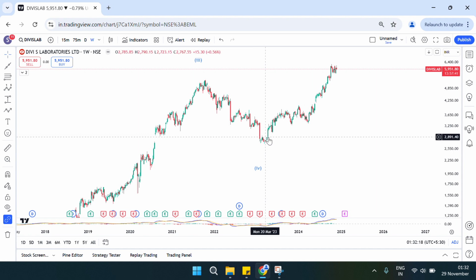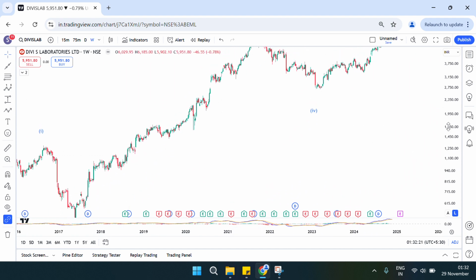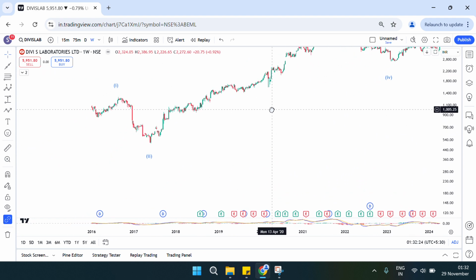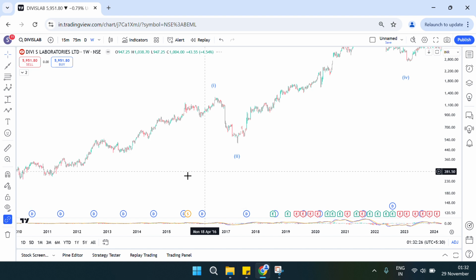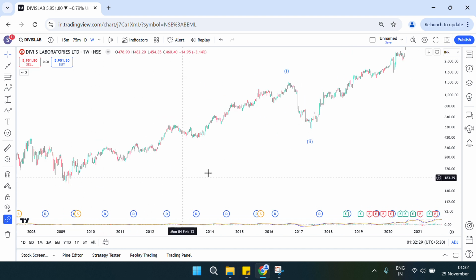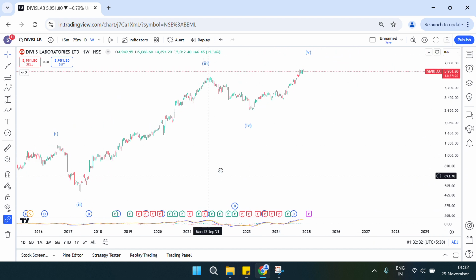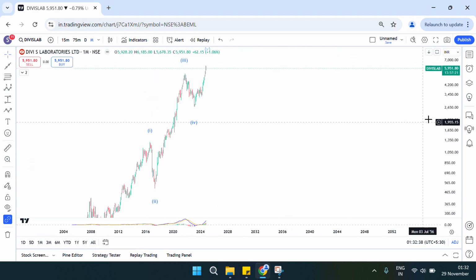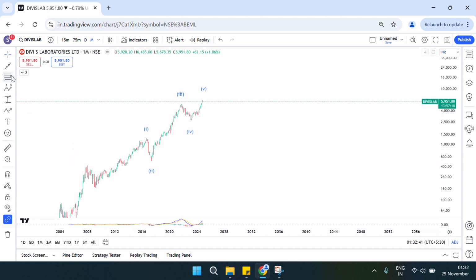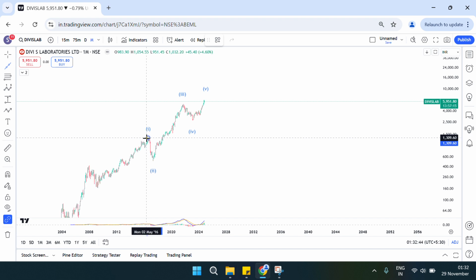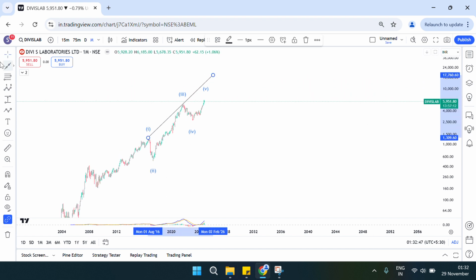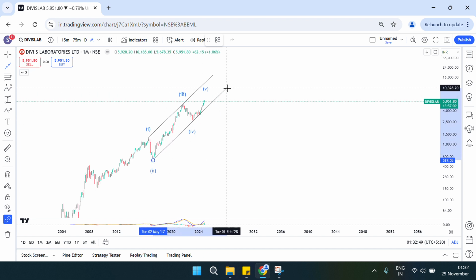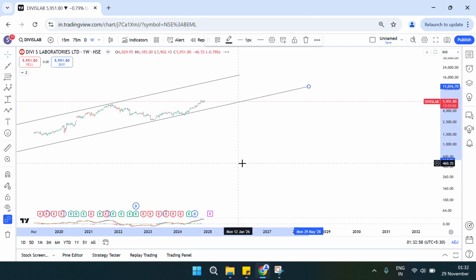Divi's Laboratories also we are again viewing in weekly because we are covering a longer time frame here. This particular wave started way back in 2008, and from there we are approaching an end. So let's quickly move to monthly to visualize it better. From here we've started the wave. We have completed 1-3, and probably we are going to see a structure like this.